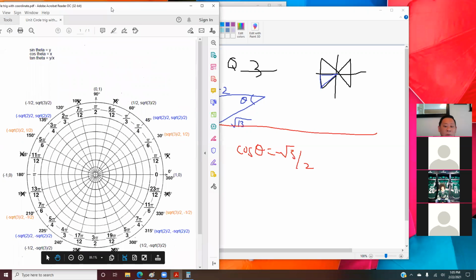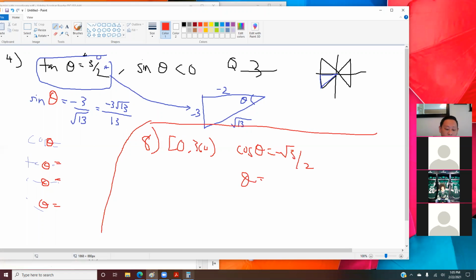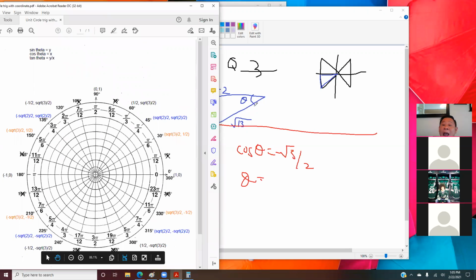Can someone tell me, cosine is x, right? Which x value here gives us negative square root of 3 over 2? 7 pi over 6, and in degrees. Oh, in degrees. Yep, so this question is in degrees. So for this, it will be 150 and 210. 150 and 210.